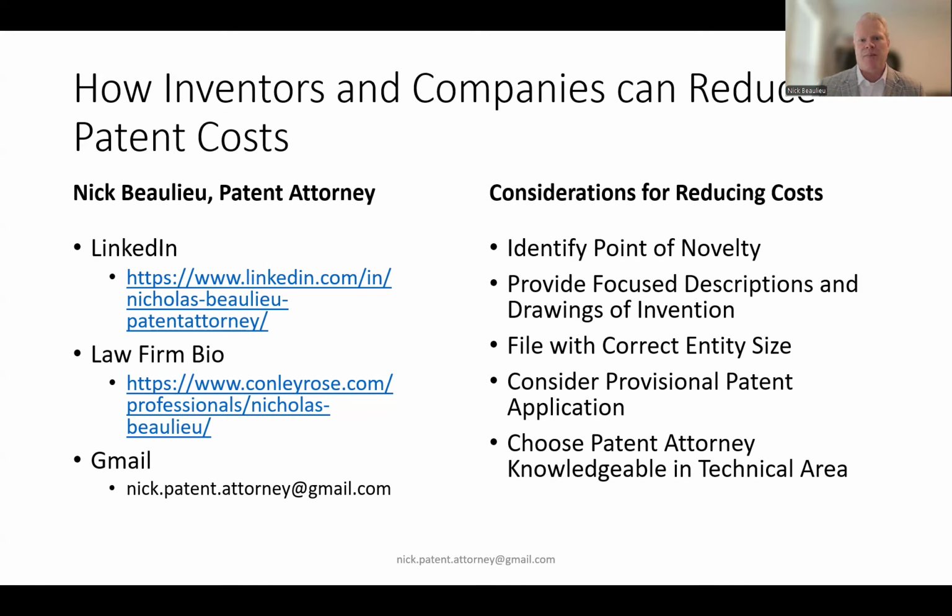So the first point is to identify the point of novelty of the invention, then provide focused descriptions and drawings for the invention, file with the correct entity size, consider filing a provisional patent application, and choose a patent attorney knowledgeable in the technical area. I will be going through each of those topics in more depth.